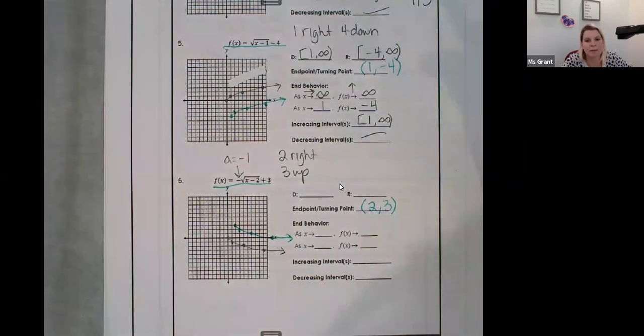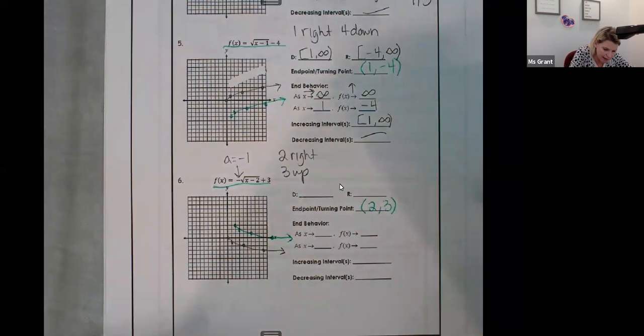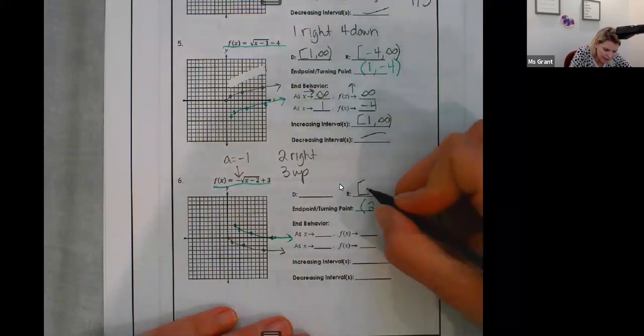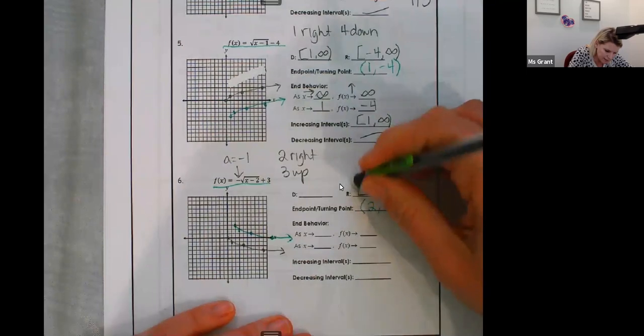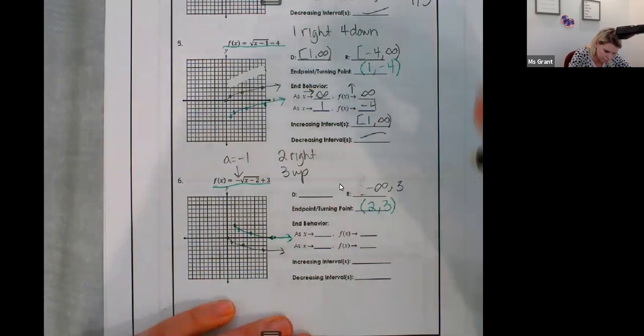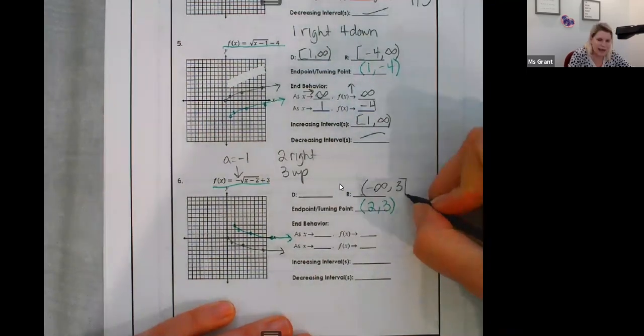This also affects my domain and range, especially the range if it goes downward. The range is affected because it's going downward. My range is now beginning at negative infinity, parentheses, and it tops out with a bracket at 3.